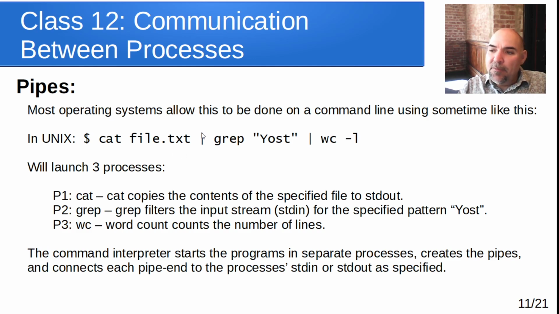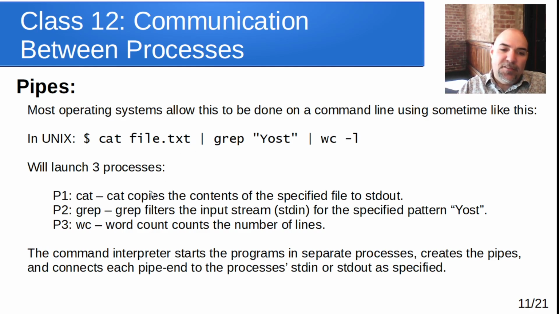And then you can say this vertical bar, that means pipe the output of this process to the input of this process, and then pipe the output of that to this process here. So this is actually connecting 3 processes together. Process 1 is cat. What does cat do? That just displays the contents of this file normally on the screen.